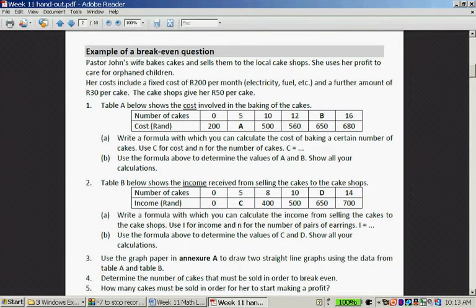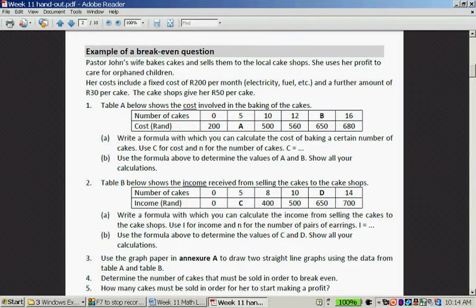Use the formula to determine the values of A and B. Cost is equal to 200 plus 5 times 30, and that is equal to, 5 times 30 is 150, plus 200 is 350. Okay, now this one, 650.